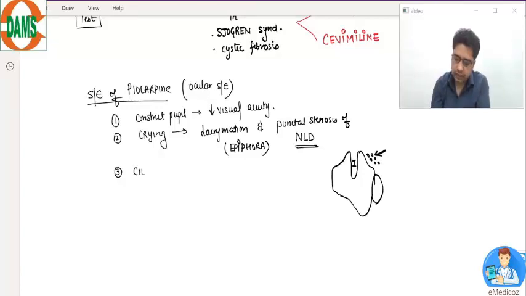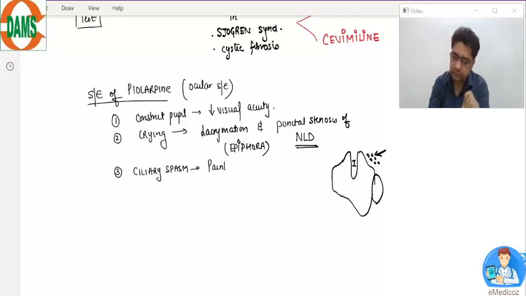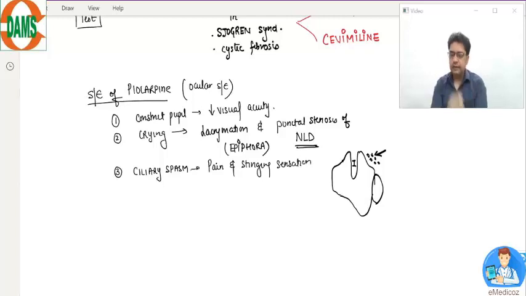I will tell you, in glaucoma, it leads to ciliary spasm. Remember, when any muscle undergoes spasm, the symptom which occurs is pain. So, due to ciliary spasm, it leads to pain and stinging sensation. Okay. NLD stands for nasolacrimal duct.